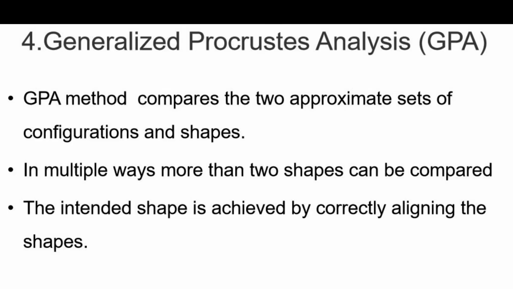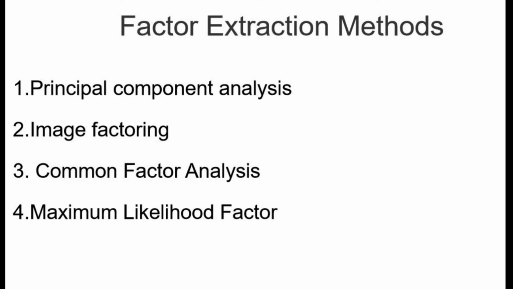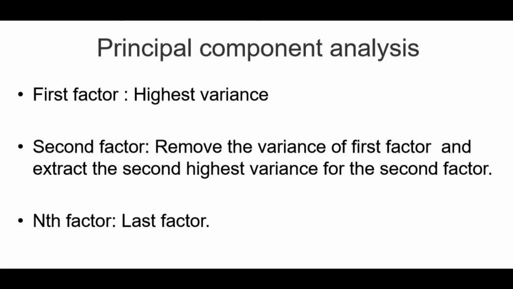The GPA method compares two approximate sets of configurations and shapes. In multiple ways, more than two shapes can be compared, and the intended shape is achieved by correctly aligning the shapes. The following are the methods to extract the factors from a dataset. Let us discuss them one by one.